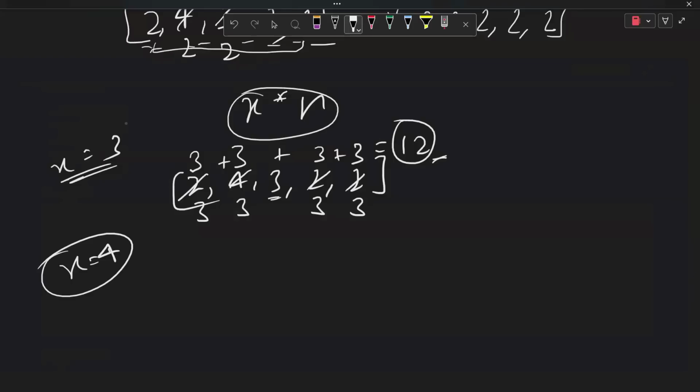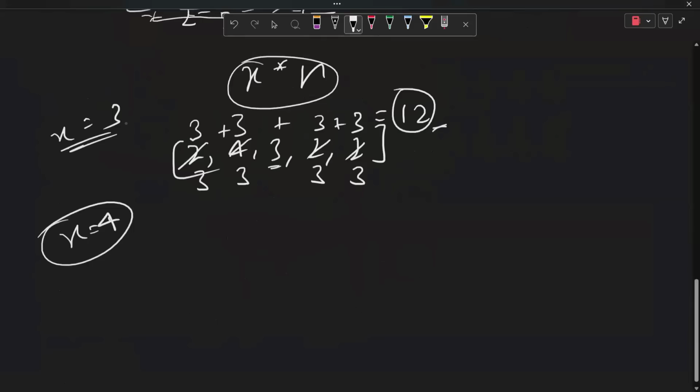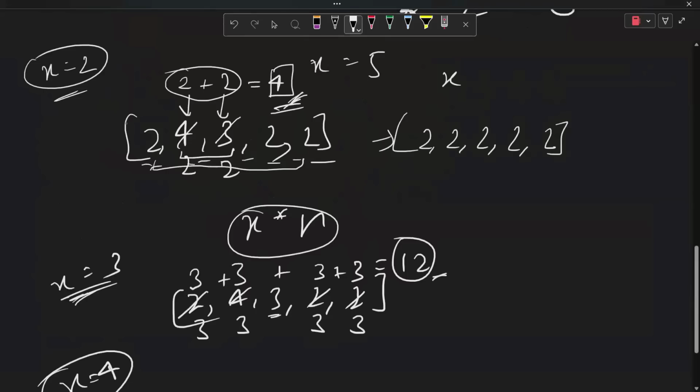For that, what can we do? What is the cost? If here x was 2, what was the cost? It was 2 times 2, which is the number of elements which are not 2, times 2. For x equal to 3, what did we have? 4 times 3. What was 4? The number of elements which were not 3.